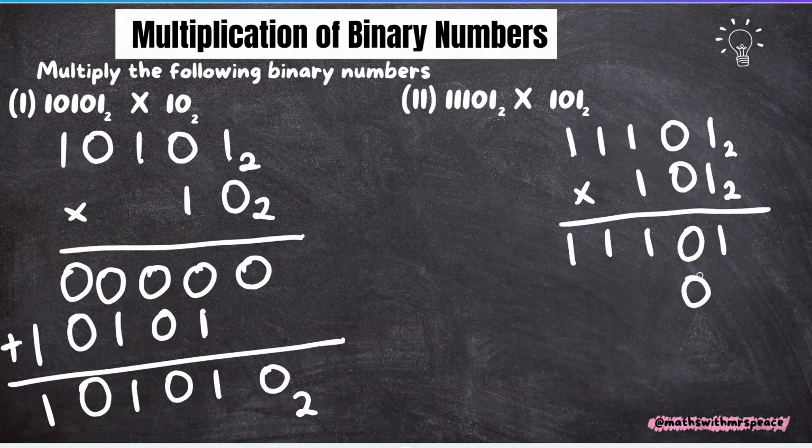So 0 times 1 will give us 0. 0 times 0 will give us 0. 0 times 1 will give us 0. 0 times 1 will give us 0. 0 times 1 will give us 0.